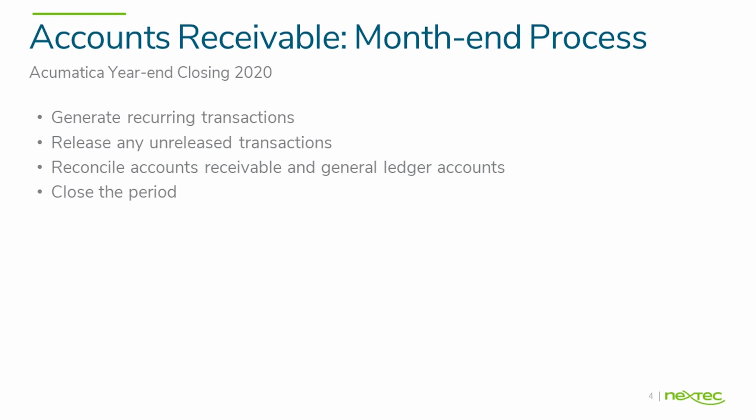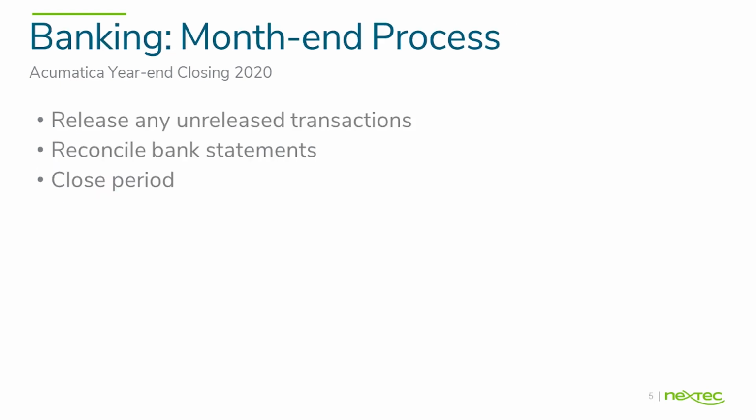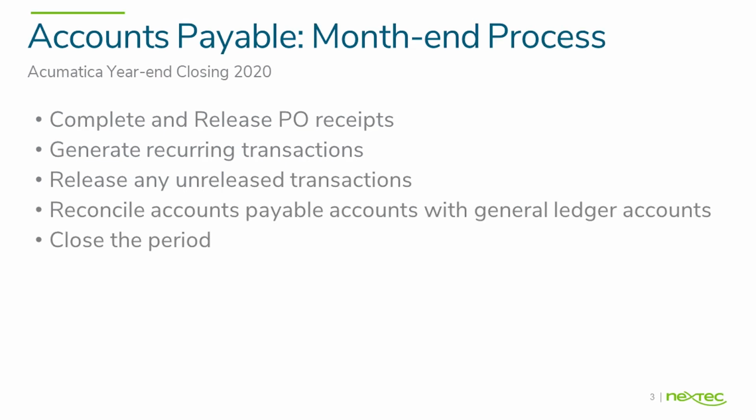For AR, we perform these three tasks before the closing: recurring transactions, release any unreleased transactions, and do the reconciliation between AR and GL. And then finally, we close the period. In banking, we release any unreleased transactions, do the reconciliation of bank statements, and close the period. Let's do this process in Acumatica, starting from accounts payable.